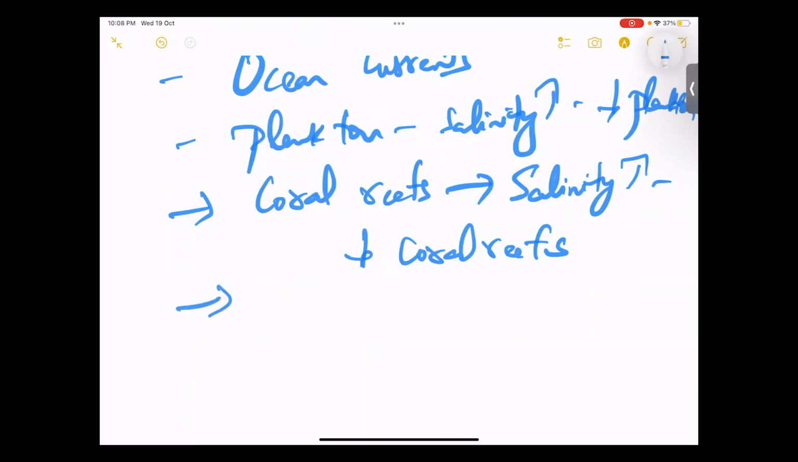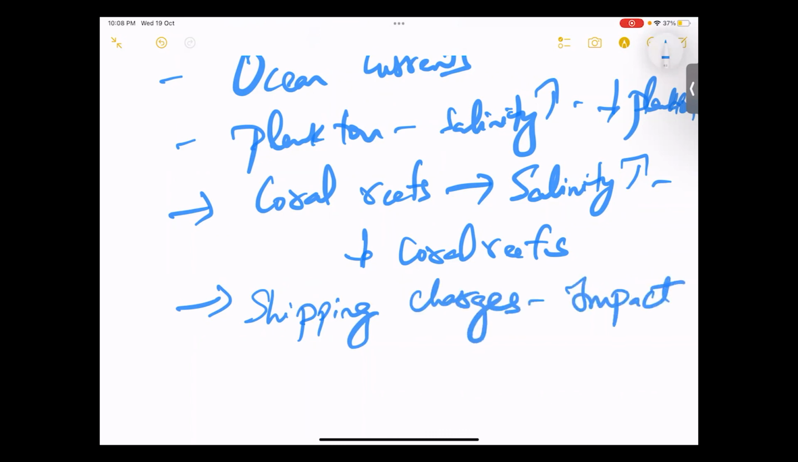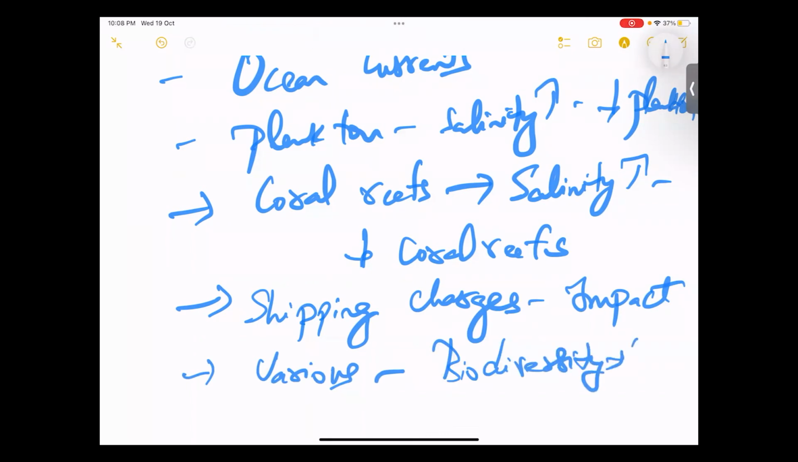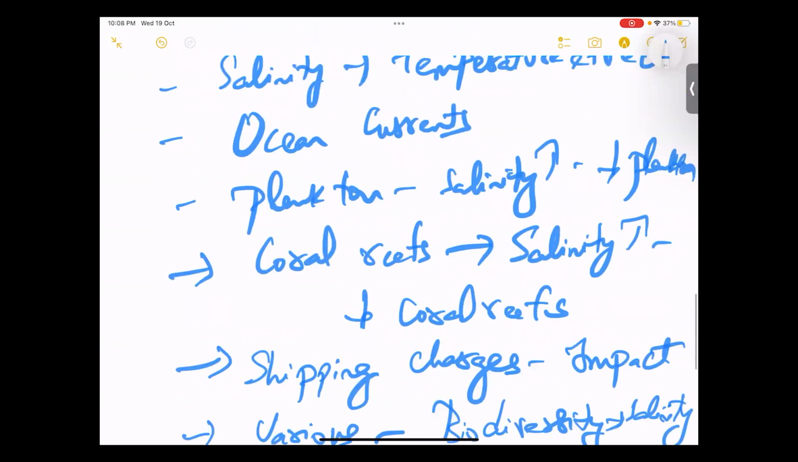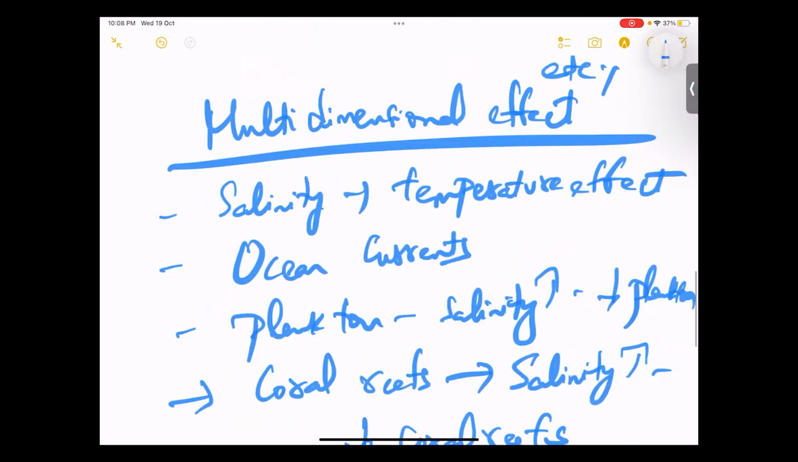And then it also impacts the shipping costs, because traveling in more dense water will obviously impact the fuel charges. So shipping charges are impacted by salinity, and in fact you can say the biodiversity of the ocean is directly impacted due to salinity. Okay, these are some of the effects of the salinity.